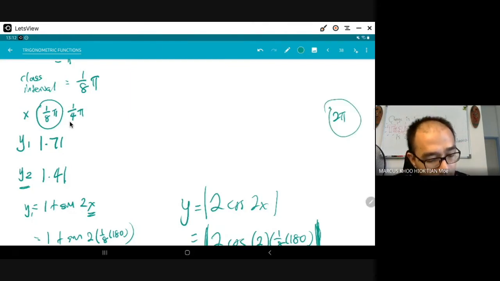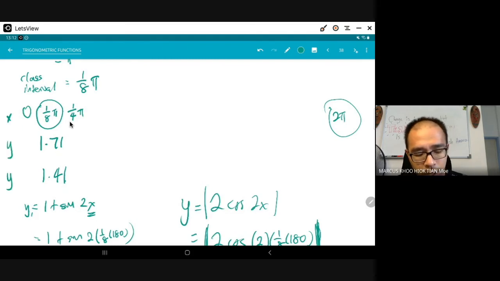Okay, so this one, sorry, I forgot to mention one thing. Actually, you should start with x equals to 0. Yeah, I forgot to mention that. X equals to 0 and then this one. Because when you put x equals to 0, this is 1 and this one will be... no, sorry, 2. Okay, you will get the value of 2.